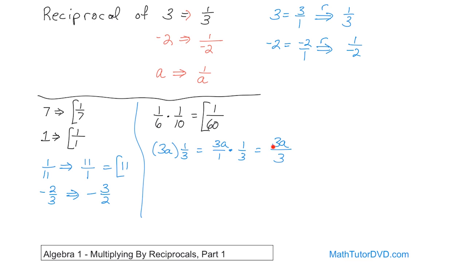So what this is, 3 times A divided by 3. You see you have a 3 on the top and a 3 on the bottom, so you can read this as 3 divided by 3, which is what you have here. So that's going to give you 1.